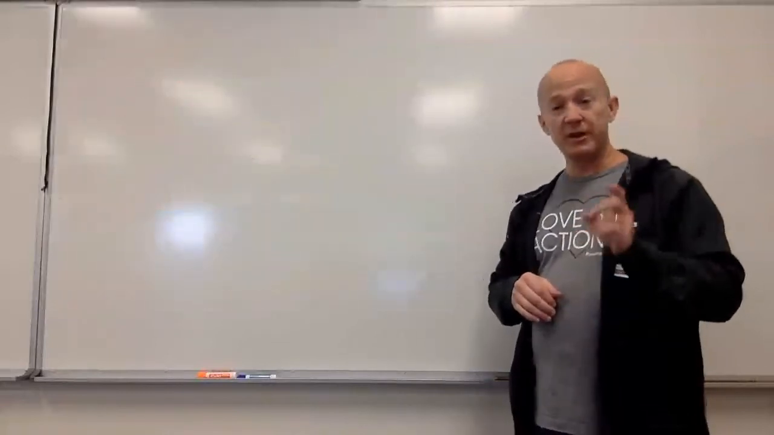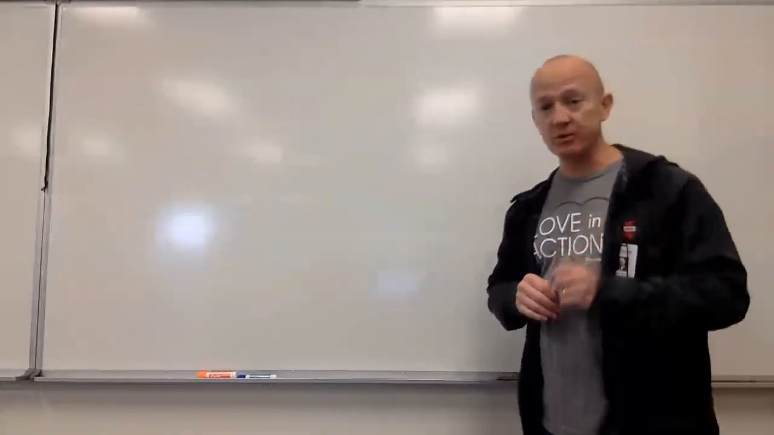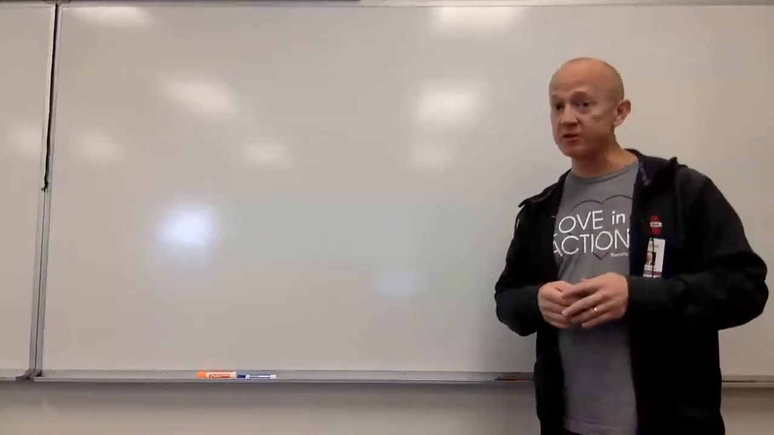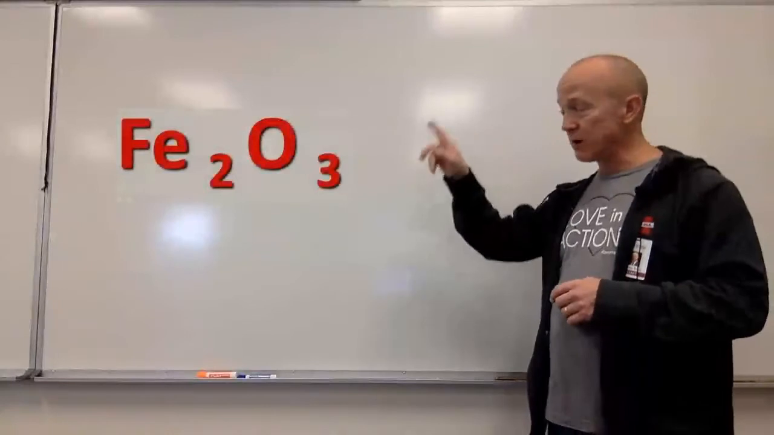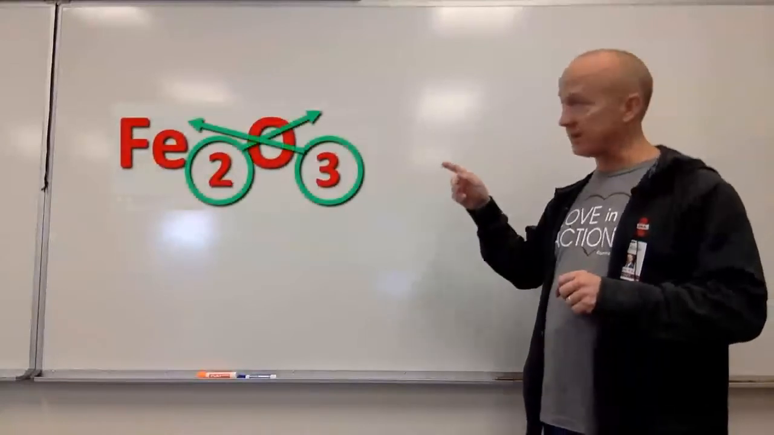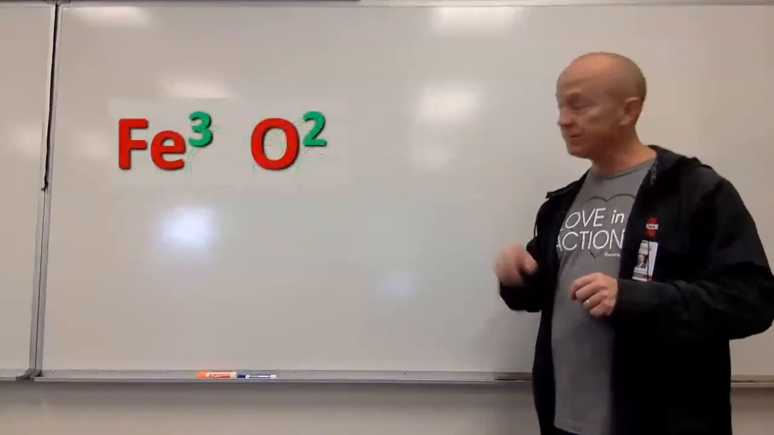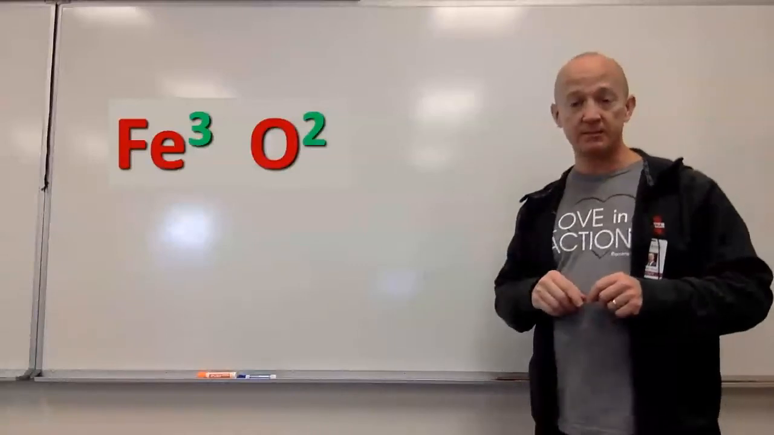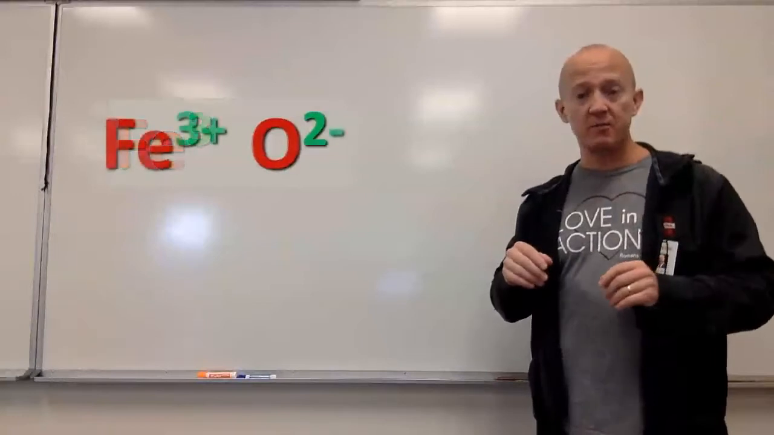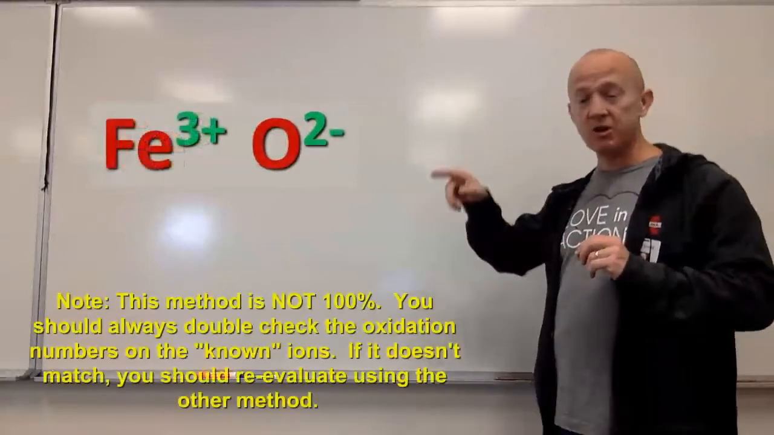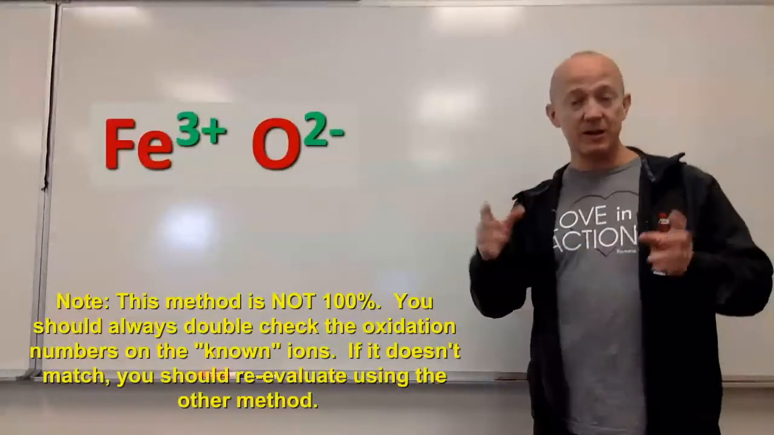But you can also do it in a slightly faster way. Let me show you. I like to call this the reverse swap and drop. Fe2O3. If we reverse swap and drop those numbers, we find that the 3 goes over the iron and the 2 goes over the oxide. Recalling that metals are generally positive and nonmetals are generally negative, that means we have iron with a +3 charge and the oxide with a -2 charge.